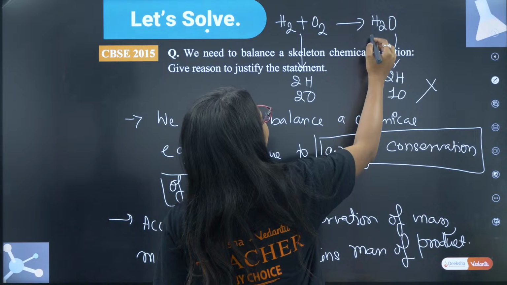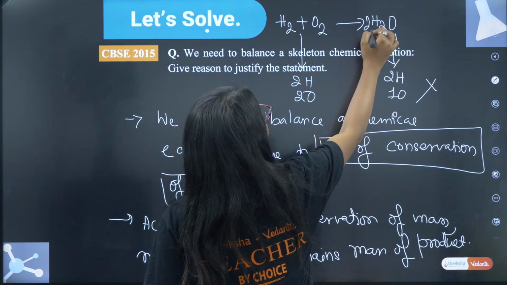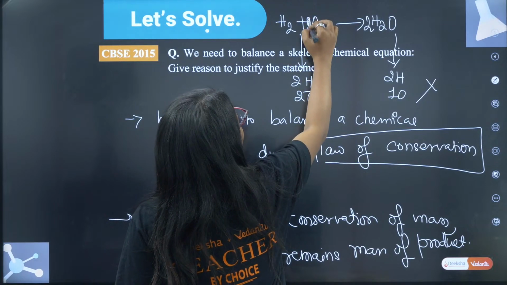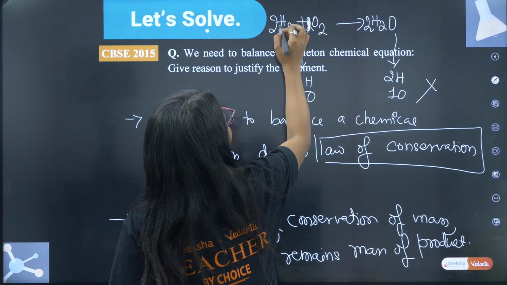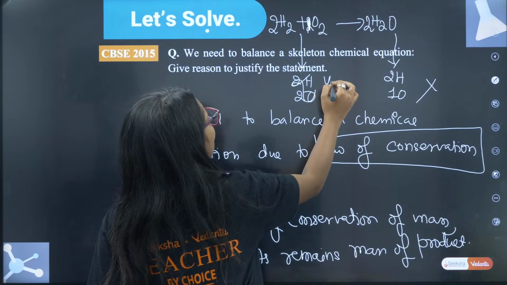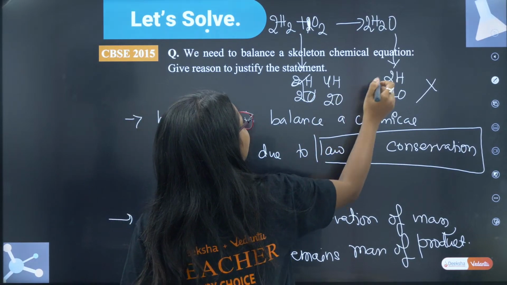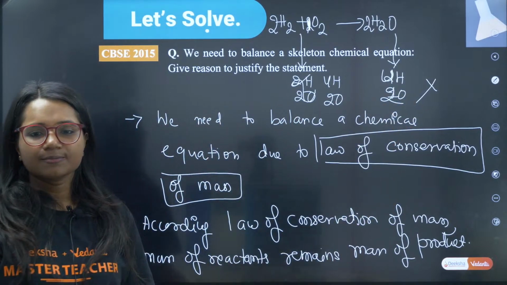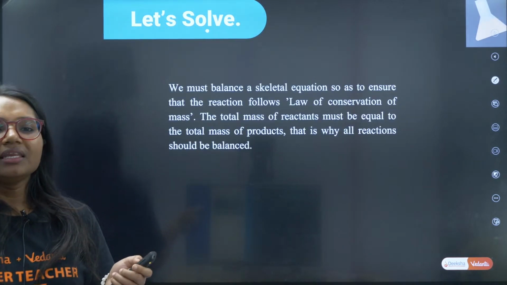So what will we write here? We will write 2 here, and 2 here. So now what is going to happen? We will write 2 here and 2 here. So here 4 hydrogen and 2 oxygen, and here 4 hydrogen and 2 oxygen. This is a balanced thing. Okay, fine. So we need balancing.